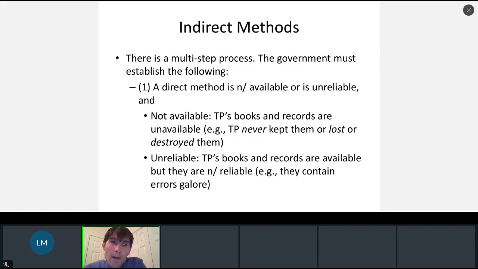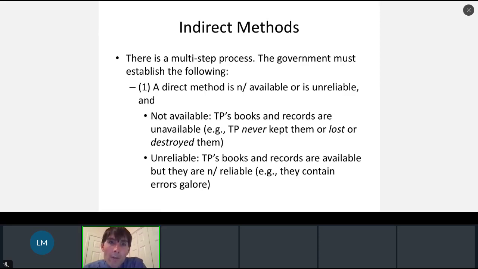Well, what we're talking about here is that the taxpayer's books and records are unavailable, possibly because the taxpayer never kept them or lost or destroyed them. The latter two tend to be the more likely reason, but there are taxpayers, believe it or not, who run multi-million-dollar companies who don't keep books.